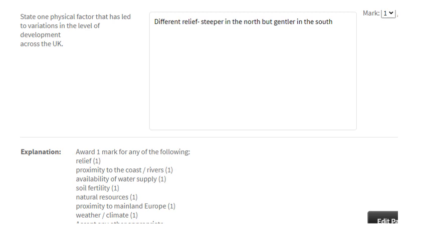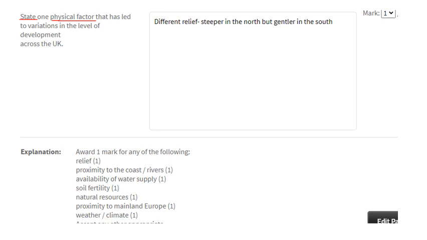So another answer which most of you did well, but again, it's about reading the question. The command word is state. It just needs one basic point. You don't need to describe it or explain it. But it was one physical factor that has led to variations in the development across the UK.